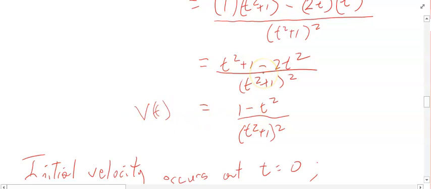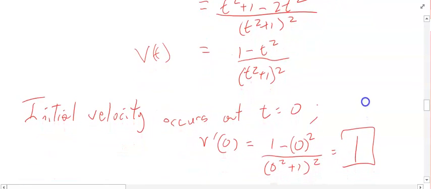That's our velocity function. Now our initial velocity occurs where t is equal to 0. So we plug in 0 for t in our velocity function. So we have v of 0 is equal to 1 minus 0 squared all over 0 squared plus 1 all squared. So our final answer there is 1. So our initial velocity is equal to 1.